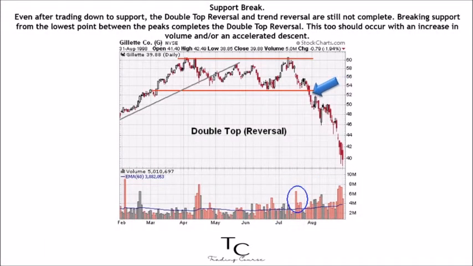Support break. Even after trading down to support, the double top reversal and trend reversal are still not complete. Breaking support from the lowest point between the peaks completes the double top reversal. This too should occur with an increase in volume and/or an accelerated descent.